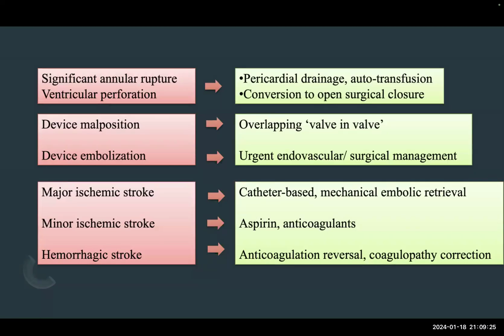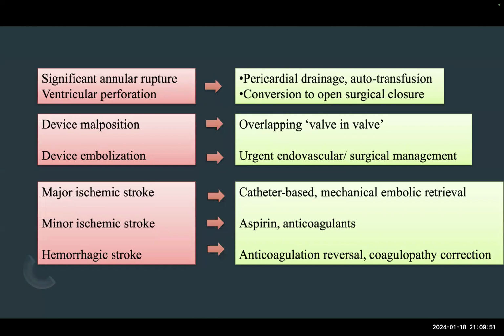Significant annular rupture, this is what we are all afraid of, but with the self-expandable stent, it's less of a concern. Ventricular perforation treatment: when you do echo, pericardial drainage, autotransfusion, conversion to open surgery. Device malposition or device embolization, this we do in the lab. I don't think they're going to ask you about this.